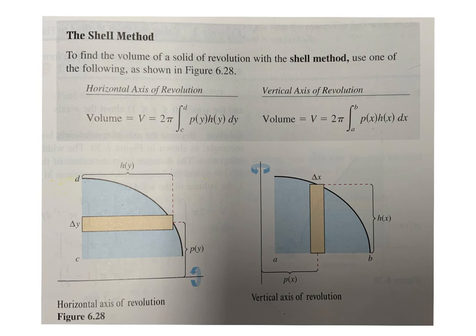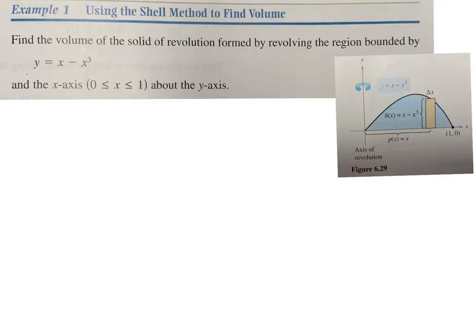Vertical for shell method. If I'm revolving around vertical, then it's in terms of x, where this is opposite of the disk method, okay? So with your disk method, if you were revolving around the axis, it needed to be in terms of that axis, all right? This is the opposite thing. And so we're going to do a couple of examples, and then we're going to look at the comparison between the two.